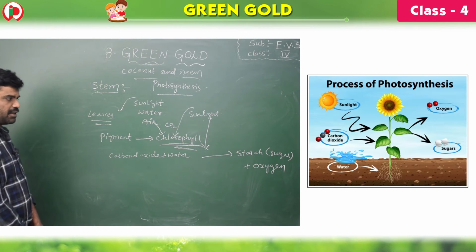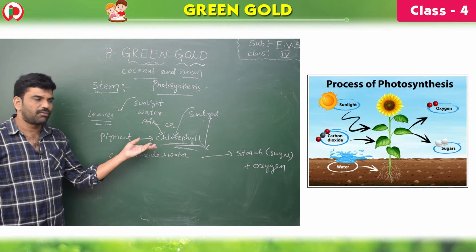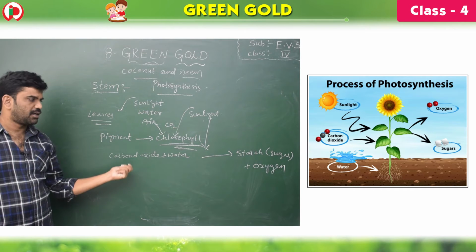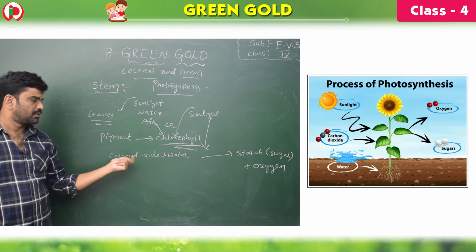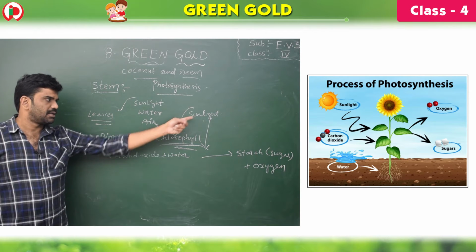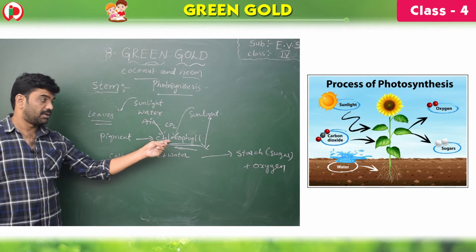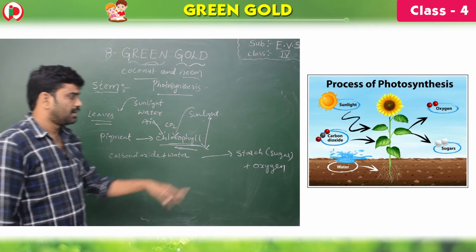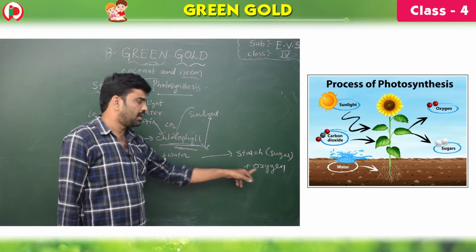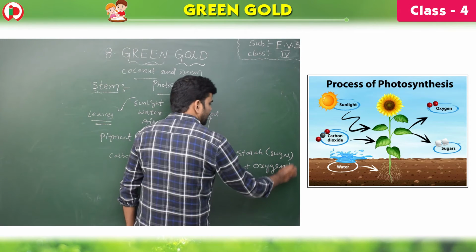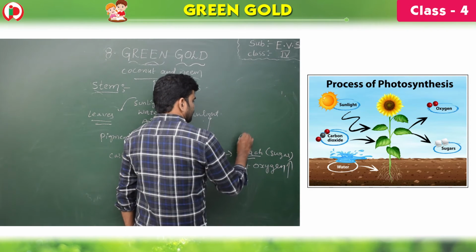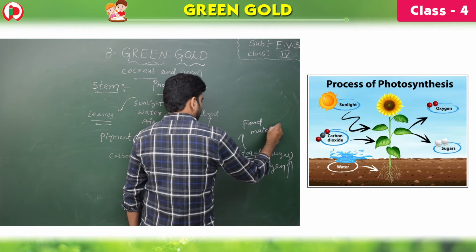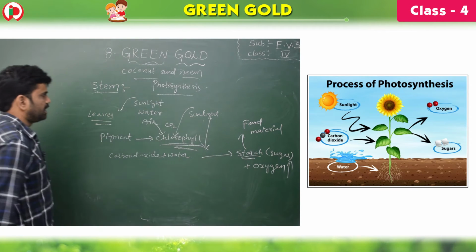See, children, once again I repeat, leaves have chlorophyll. This chlorophyll receives the sunlight, air, that is carbon dioxide, and water. These three, carbon dioxide, water and sunlight, with the help of chlorophyll, plants prepare the starch, which is called food material, and release oxygen gas.